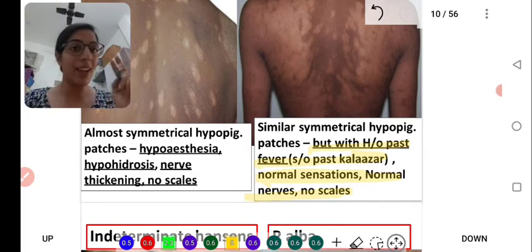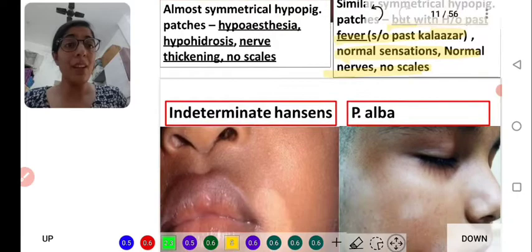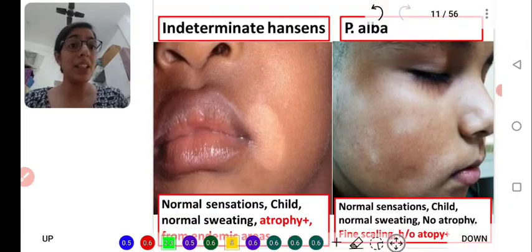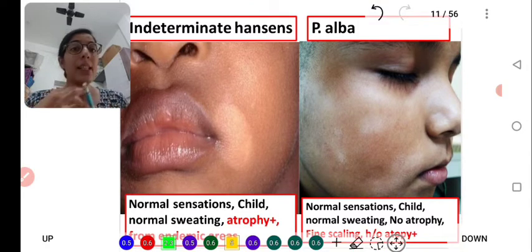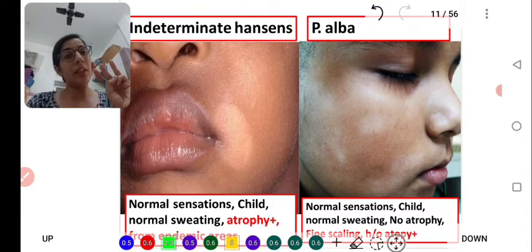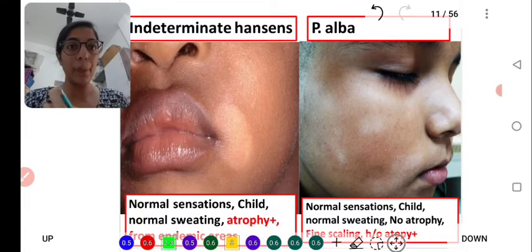Remember this thing. Okay, let's go towards the next image. There is something in these two images. I am going to add one more thing. Okay.